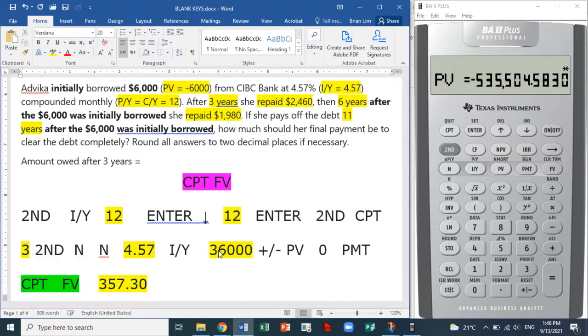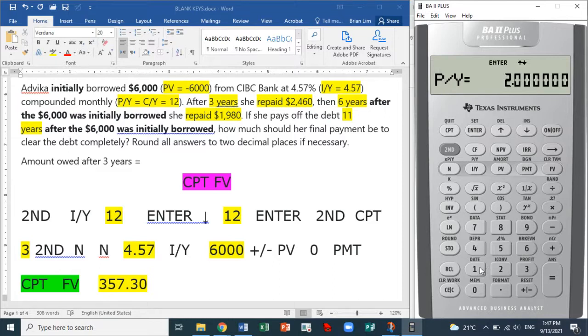So 6,000, and then we go and we delete the 3. All right, 0 for PMT, and then we compute the future value. Of course, this value will not be the future value yet. All right, so let's do that. So we do second IY, and we put in 12. We hit enter, we go down, we put in 12, and then we hit enter, enter, and second CPT. All right. So after 3 years, we click on 3, and then we go second and N. So N works out to be 36.